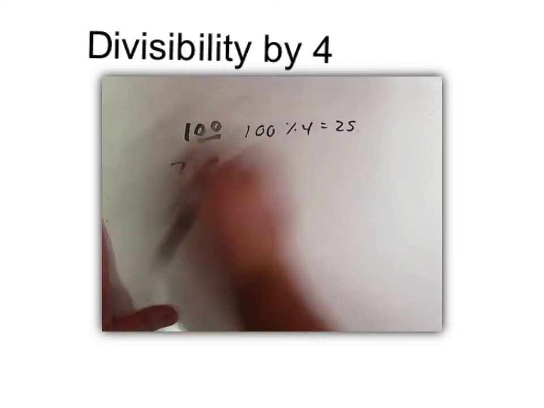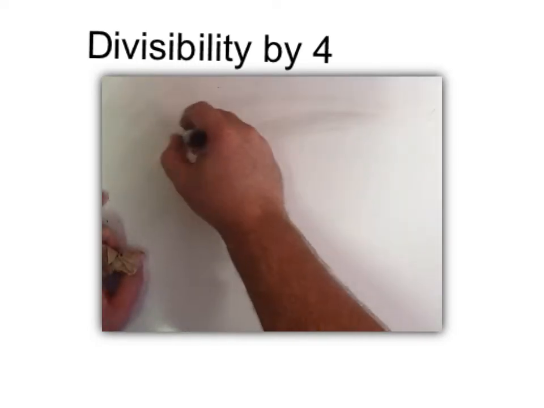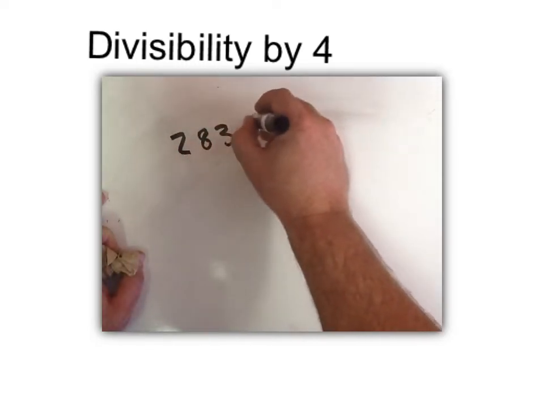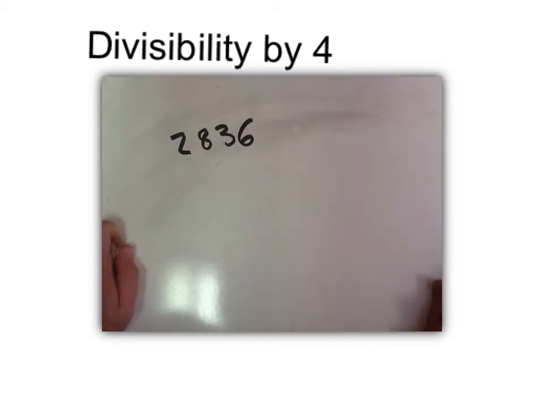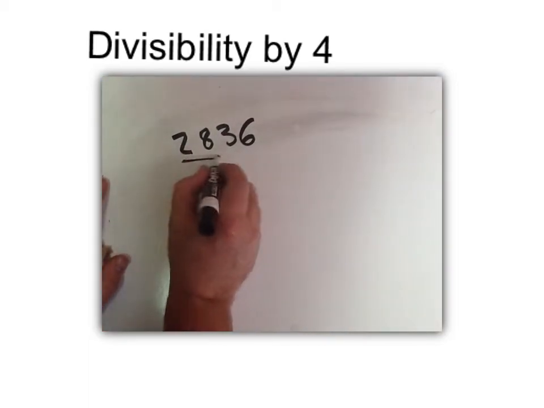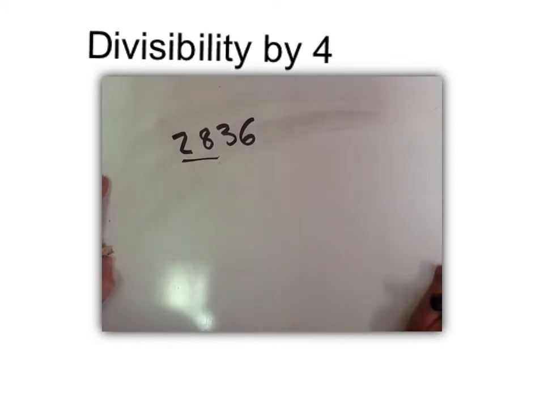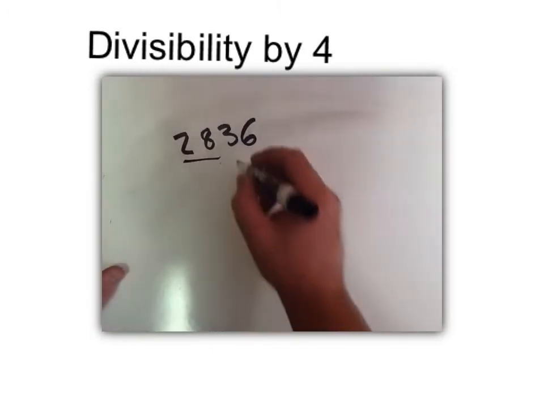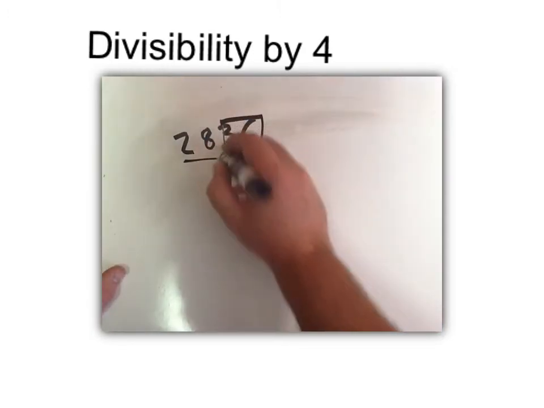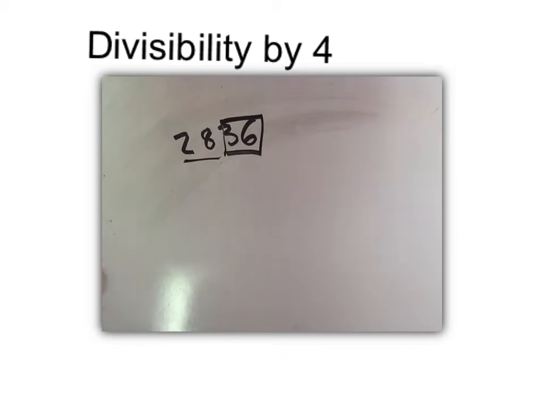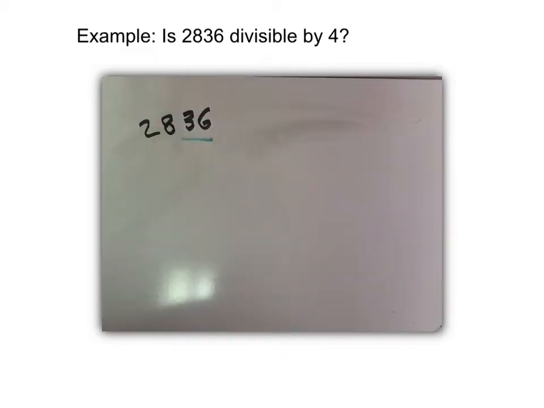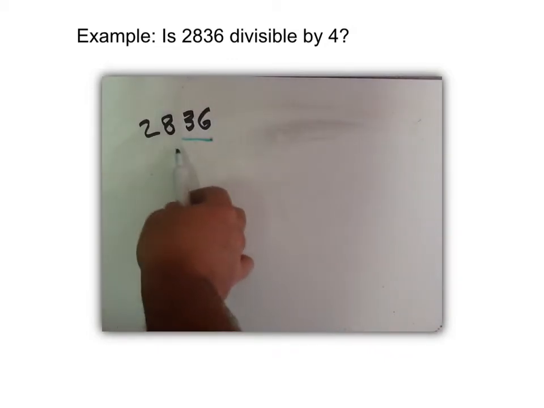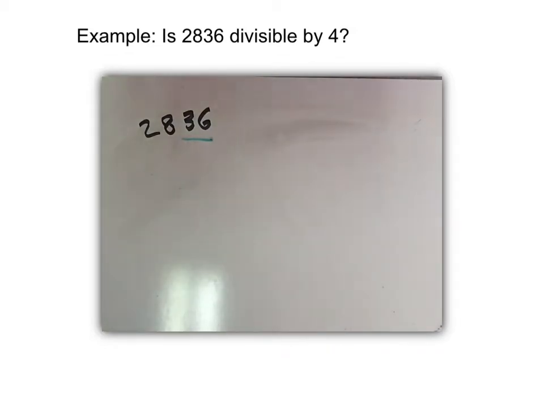That helps us out quite a bit, because if you're looking at a large number, we don't have to worry about the whole number. This part of the number, the hundreds and thousands place value, is going to automatically be divisible by 4, so we only have to worry about checking this part of the number here. Okay, so for this number, 2,836, I don't have to worry about the thousands or hundreds place value. I only have to worry about the tens and ones.